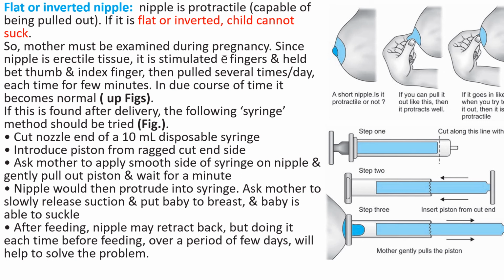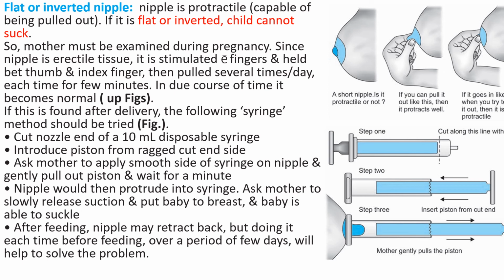Flat or inverted nipple. Nipple is protractile, capable of being pulled out. If it is flat or inverted, child cannot suck. So mother must be examined during pregnancy. Since nipple is erectile tissue, it is stimulated with fingers and held between thumb and index finger, then pulled several times per day, each time for a few minutes. In due course of time, it becomes normal, as in the upper figures.